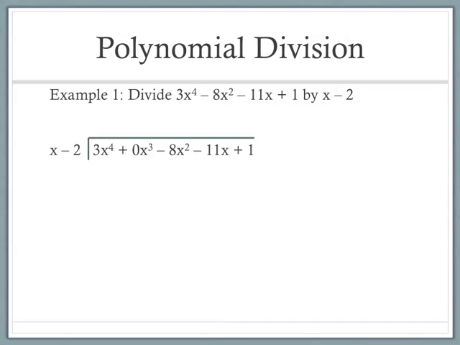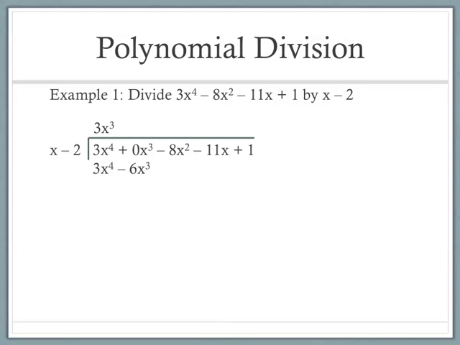Now here's the process of doing the division. You want to look at the first term in your dividend and the first term in your divisor and ask yourself, what can I multiply x by in order to get 3x to the fourth? I can multiply by 3x cubed. So I'm going to put that right on top. Now I'm going to multiply 3x cubed times x and then 3x cubed times negative 2. That's going to give me 3x to the fourth minus 6x cubed.